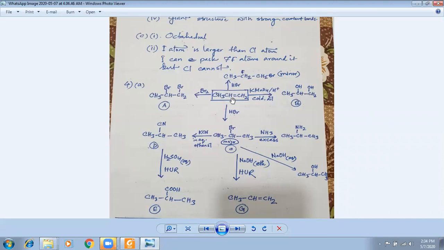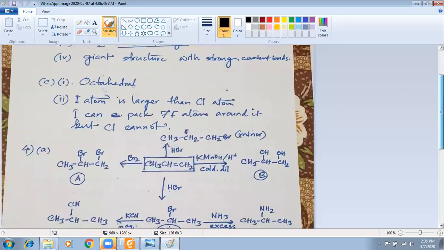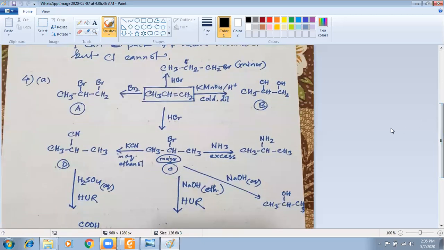Look at this CH. Simply, what is happening with this one? One OH is coming, right? With this carbon, another OH is coming, right? Understood? So this is a diol.